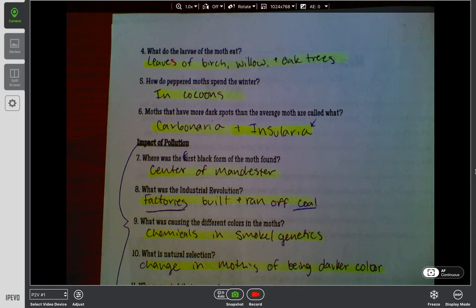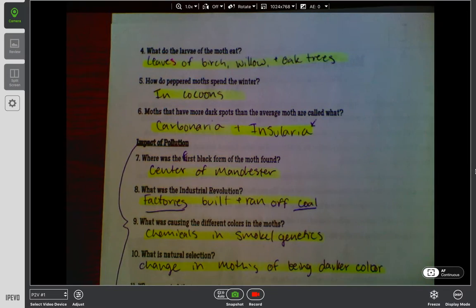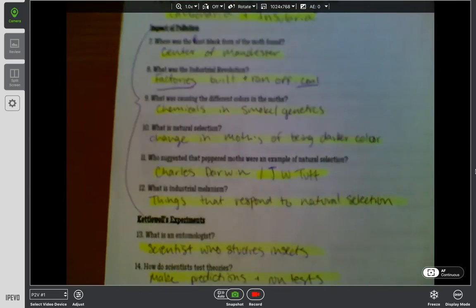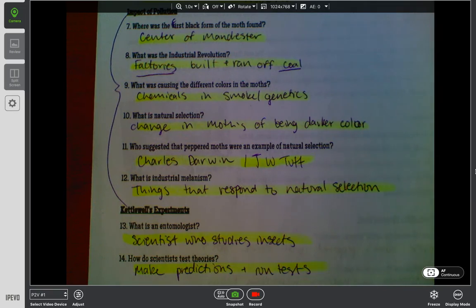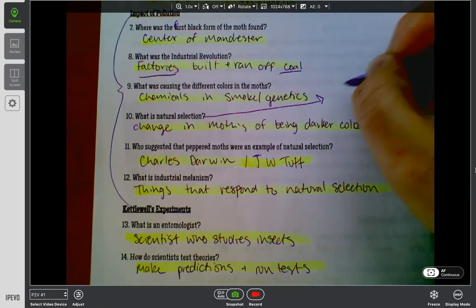Amongst other factors as well. But what was causing these different colors in the moth? Chemicals in the smoke and their genetics were also helping to change what each generation of new moths looked like as they were being born. What is natural selection? It's a change in a moth of being darker in color, at least for this example. Natural selection is just saying when an animal is best suited to its environment.